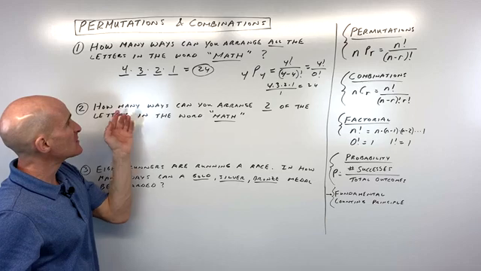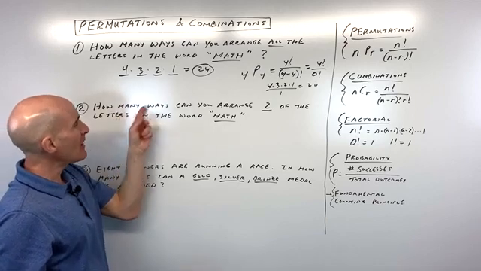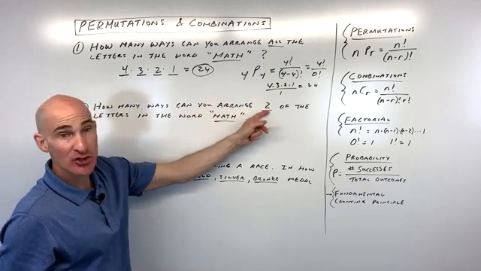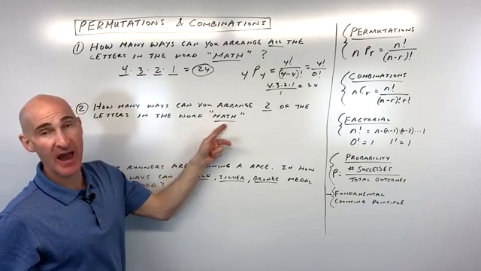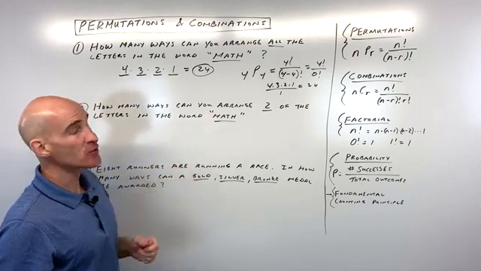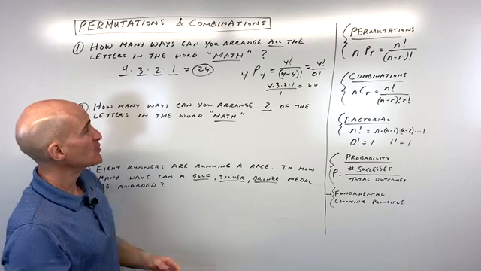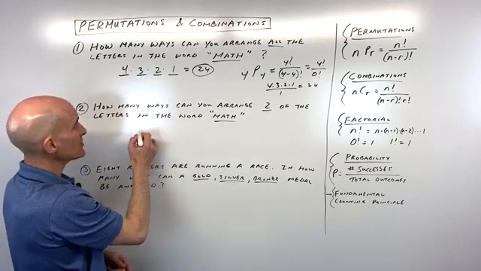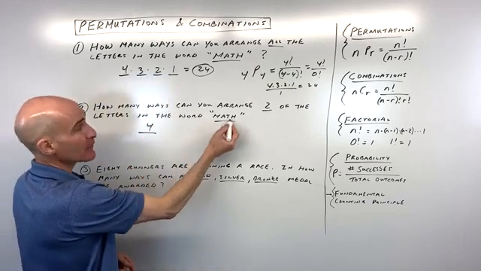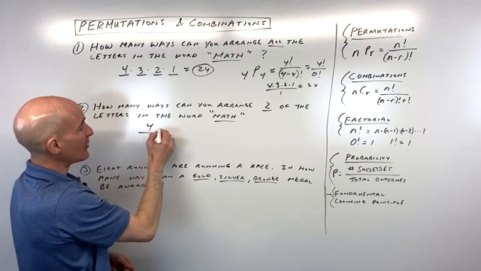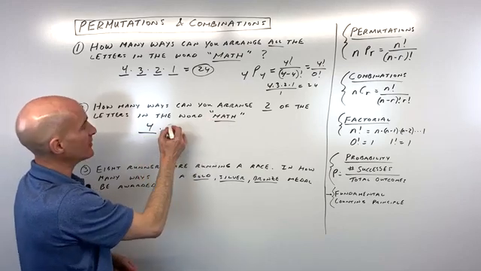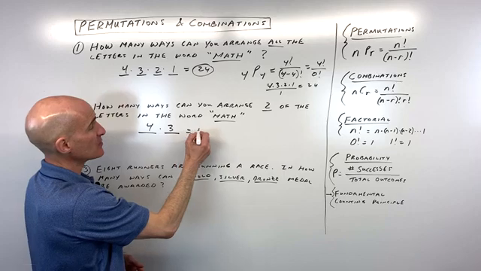For number 2, it's very similar to number 1. It says, how many ways can you arrange just 2 of the letters in the word math? Okay, what do you think for this one? A couple different ways to do this as well. You could use the fundamental counting principle. You could say there's 4 choices for the first letter. Once you pick that letter, right, how many choices are there for the second letter? There's only 3, so 4 times 3 is 12.